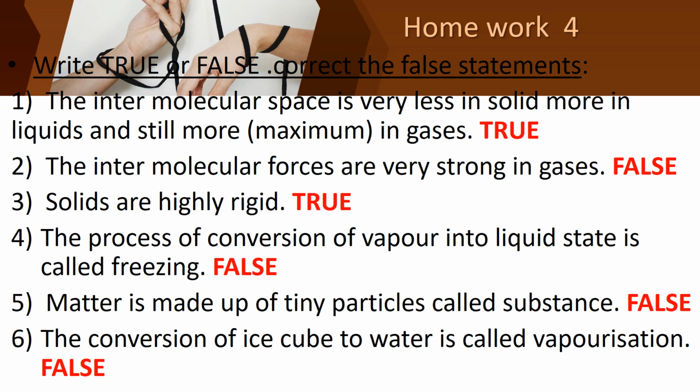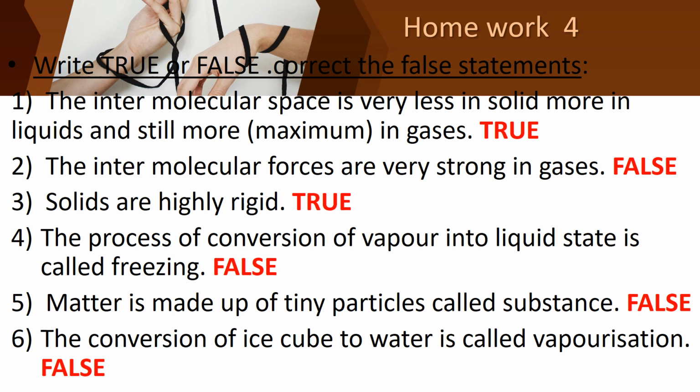Okay, and then the third one: solids are highly rigid. It is true, is it, children? And then the fourth one: the process of conversion of vapor into liquid state is freezing. Is it correct? False. Vapor into liquid state means condensation. The process of conversion of vapor into liquid state is condensation. So the fourth one is false.